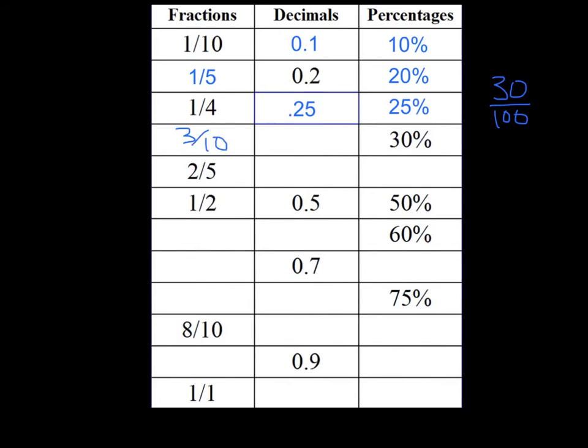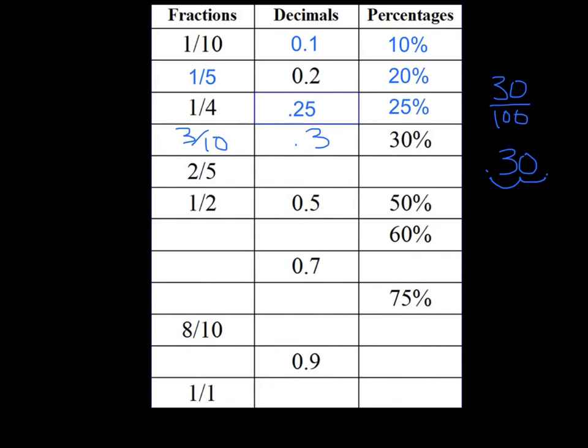Now once you've changed into a fraction, you can also change into a decimal by just moving the decimal place. On 30%, the decimal is currently at the end of the number. So this time we're going to move it 2 places to the left, which would make it 0.3. We'll put that down. All right, on the next line, we have 2/5.